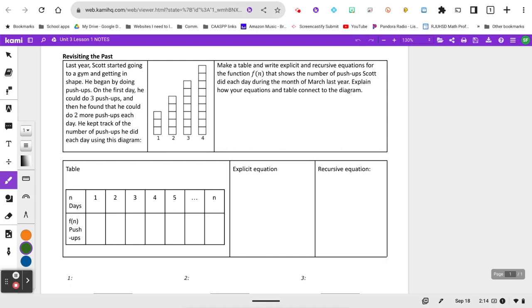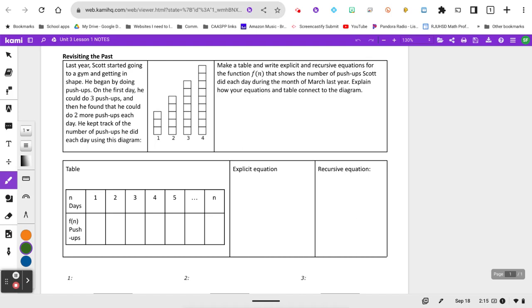So the story is last year Scott started going to the gym and getting in shape. He began by doing push-ups. On the first day, he could only do 3 push-ups, and then he found that he could do 2 more push-ups each day, and he kept track of the number of push-ups he did each day using the following diagram. We're going to then make a table and write the explicit and recursive equations for said table.